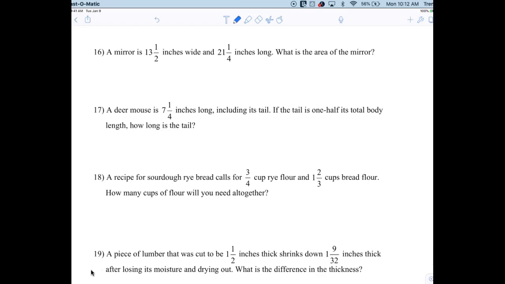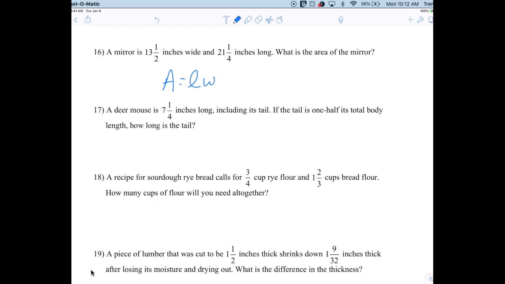Emiliana, you're up. Read. The area is 13 and a half inches wide and... So what's the formula for area? Length times... You're awesome, girl. Area equals length times width.